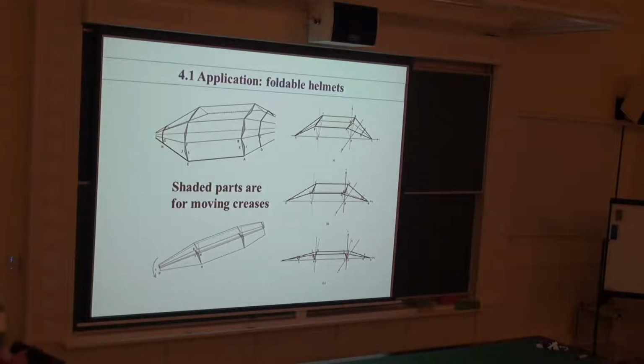Then if you cut off the corner, you will see the figure is the same as the bottom left figure. If we open it like this, then we can get the cover of a helmet. Because in Japan, we have a lot of earthquakes, it's very, very important to invent a foldable helmet. So where is the kite property?